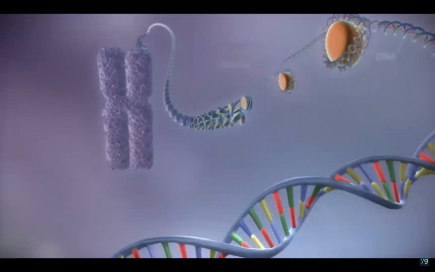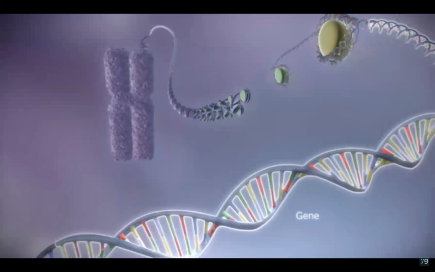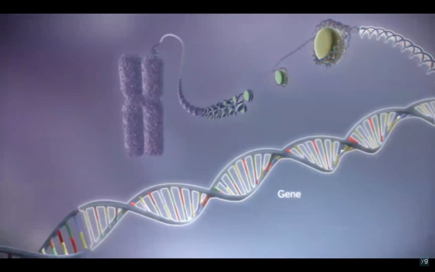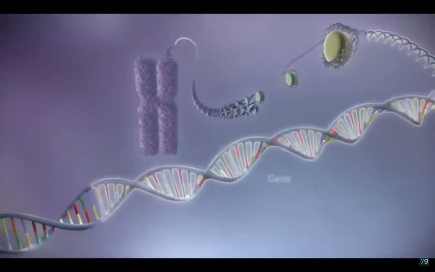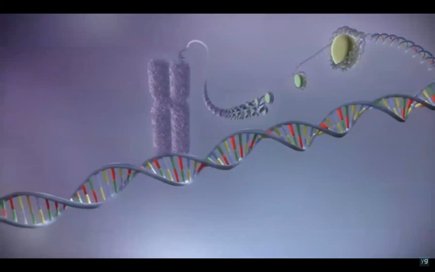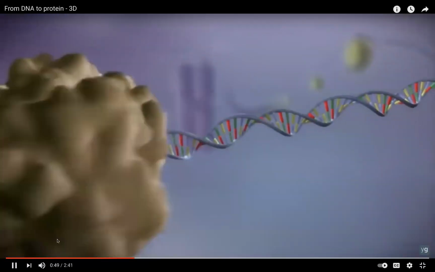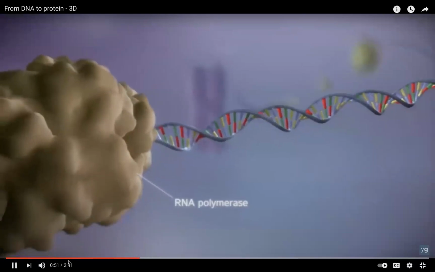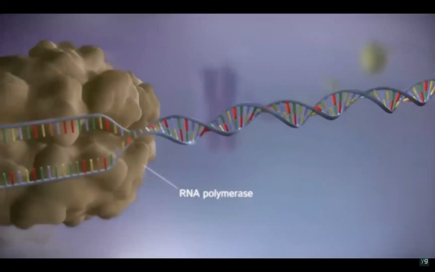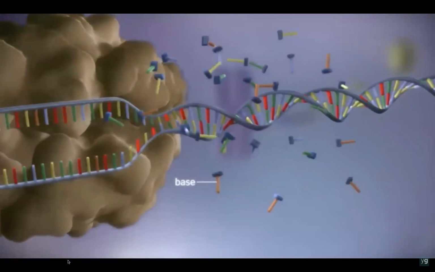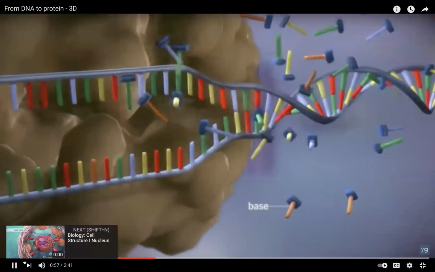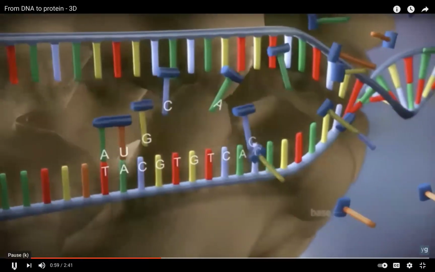Within the DNA are sections called genes. These genes contain the instructions for making proteins. When a gene is switched on, an enzyme called RNA polymerase attaches to the start of the gene. It moves along the DNA, making a strand of messenger RNA out of free bases in the nucleus.